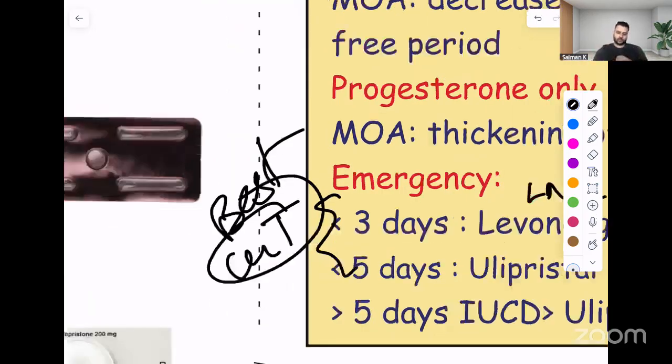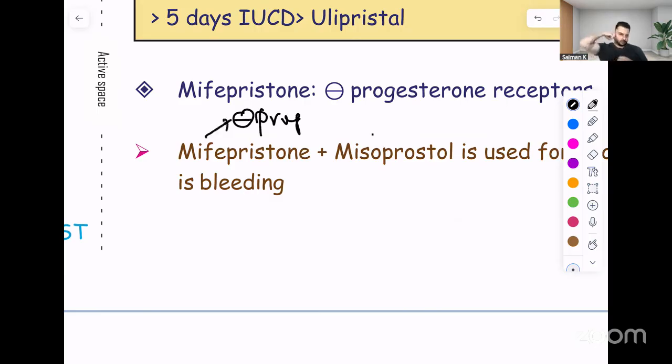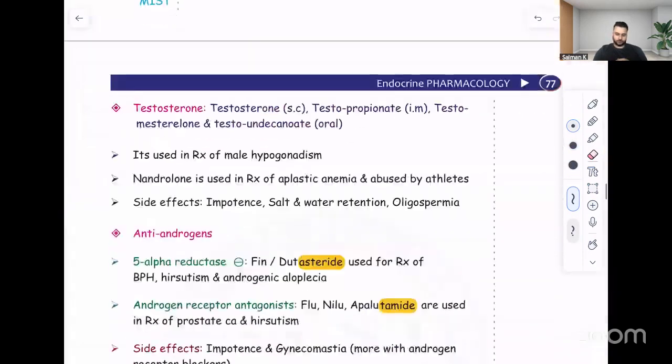Okay. Abortion drugs: mifepristone, misoprostol. I want to do an abortion. First, block progesterone because it is the hormone maintaining pregnancy. So mifepristone, misoprostol. Once you have blocked progesterone, now you can induce uterine contractions by giving misoprostol. I told you the doses and everything. Just make sure you memorize that.